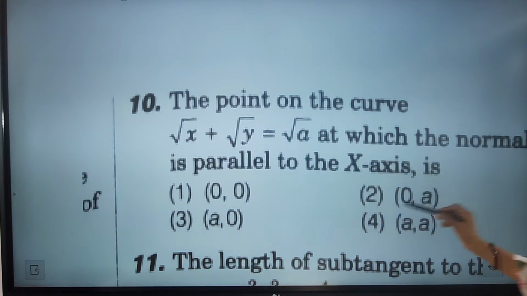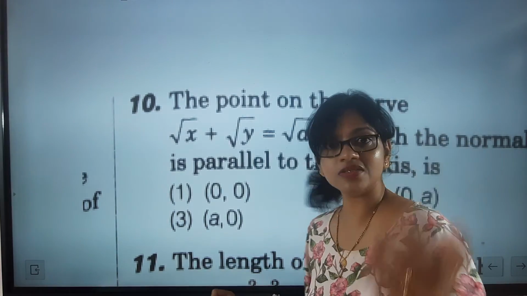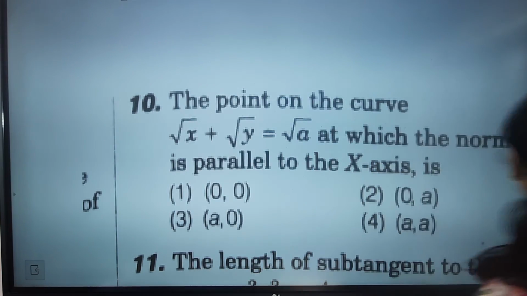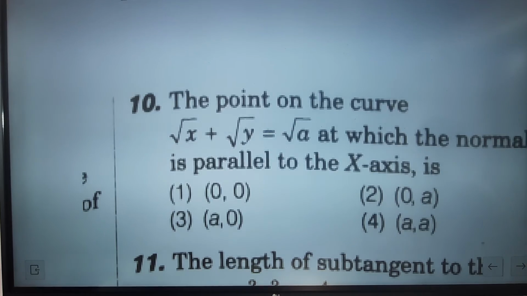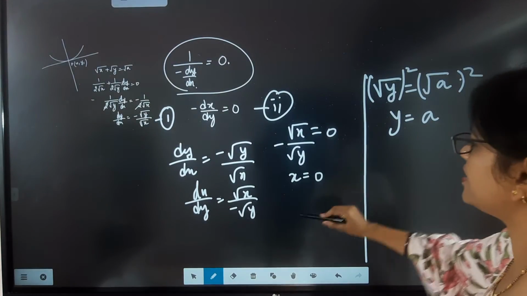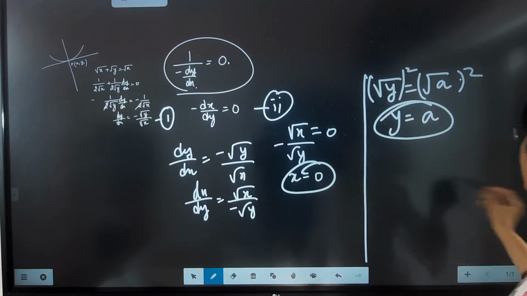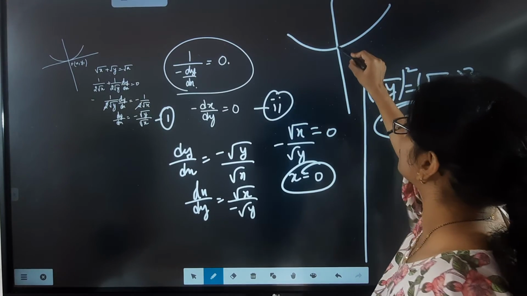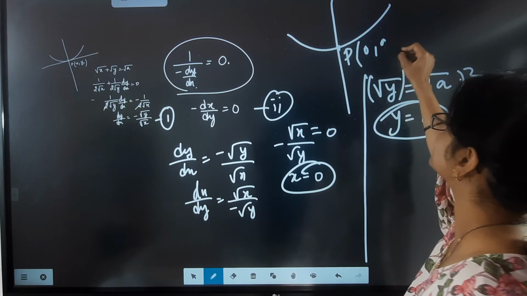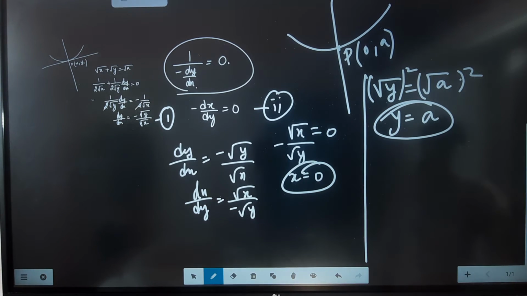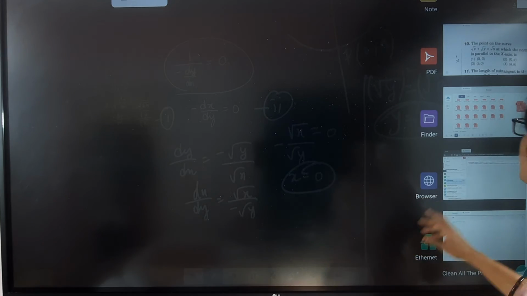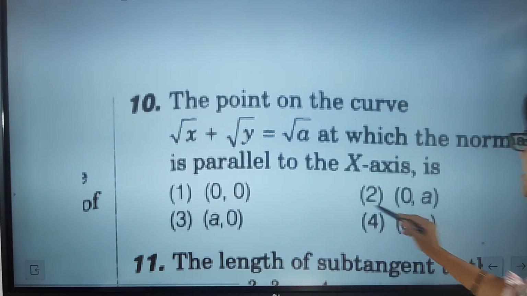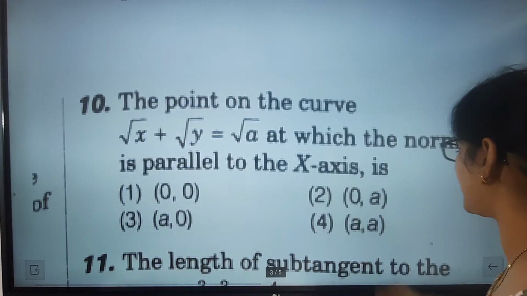So 100%, you see here in the options x is coming as 0, y is coming as a for us. So let's check this one out. What we are getting: x is coming as 0, y is coming as a. That means the contact point between the curve and the normal is the same contact point, which is exactly (0, a). This is the common contact point. So the answer is going to be the second one.